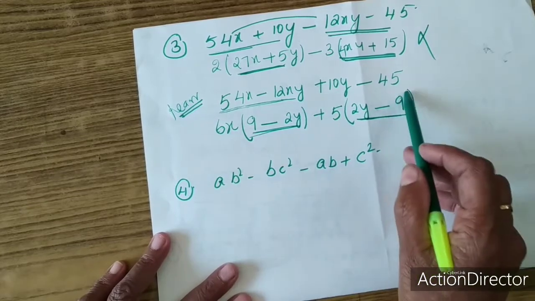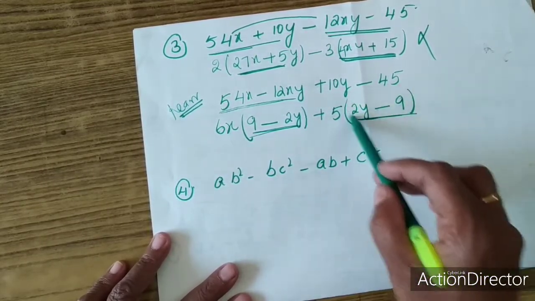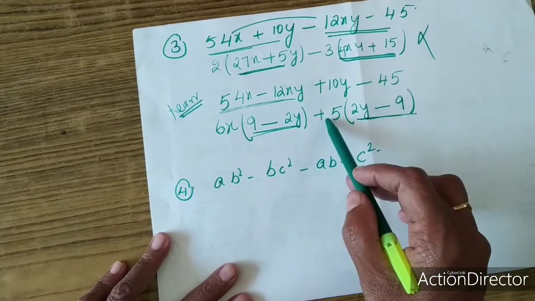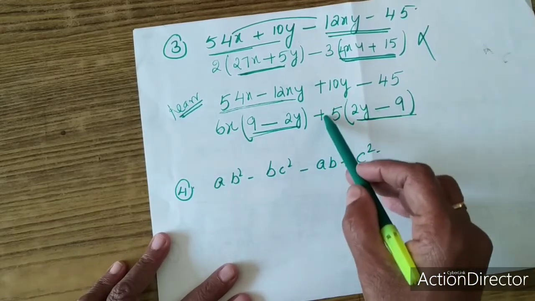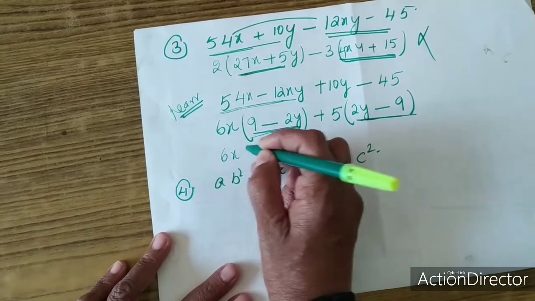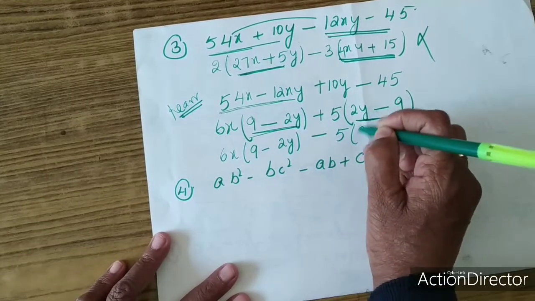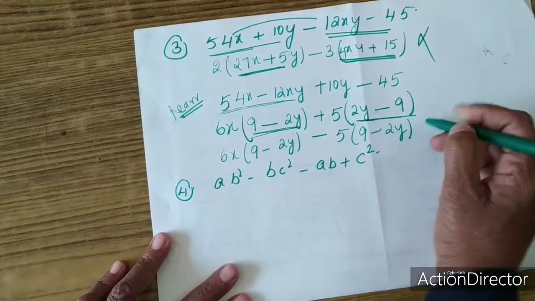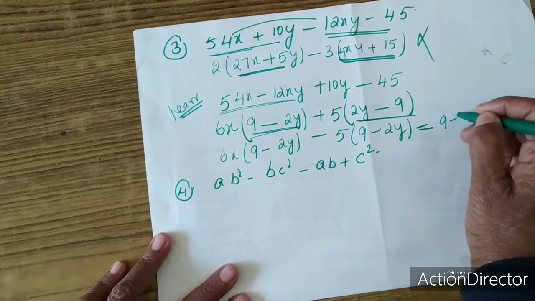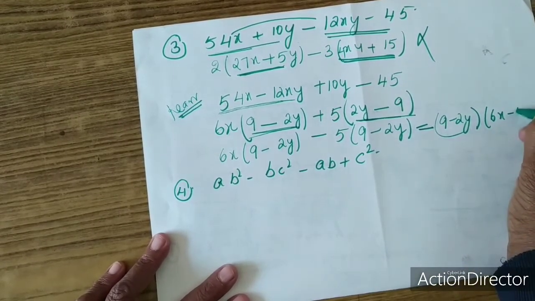As I said earlier, here 9 minus 2y is there, here 2y minus 9 is there. So to make it equal, I have to take the opposite of 2y minus 9. The opposite of 2y minus 9 is 9 minus 2y. But at the same time, I have to take the opposite of this plus sign also. So I will do 6x into 9 minus 2y minus 5 into 9 minus 2y. So this is equal to 9 minus 2y into 6x minus 5.